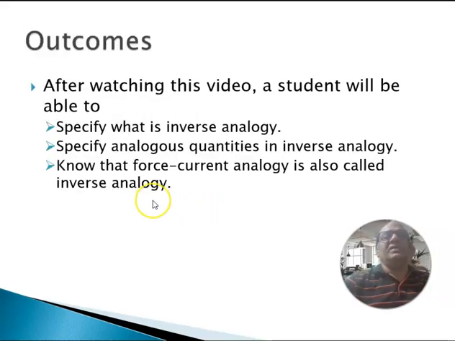Going through this video, a student will be able to specify what is meant by inverse analogy and identify analogous quantities in mechanical and electrical systems in inverse analogy. And we see that inverse analogy is also a force current analogy.